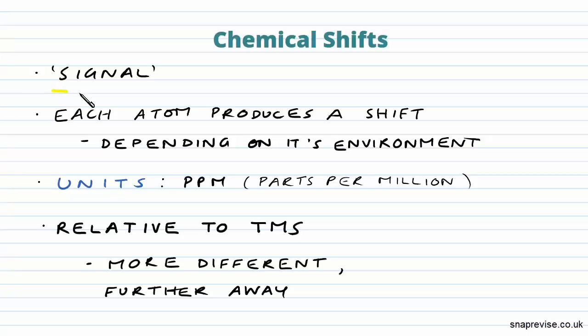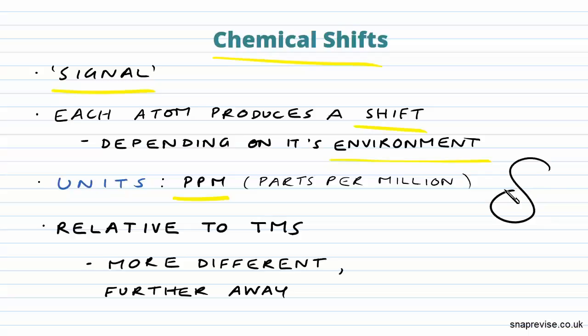So this signal is what we call a chemical shift. So each atom, either a hydrogen or carbon, depending on whether we're looking at proton NMR or carbon NMR, will produce a shift, and this shift depends on its environment. It depends what it's surrounded by. The units of our shift are ppm, or parts per million, and it's usually given this symbol that looks like that.